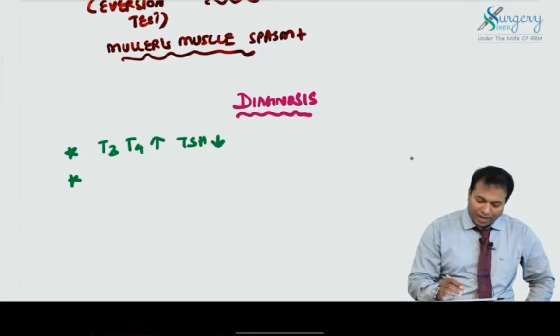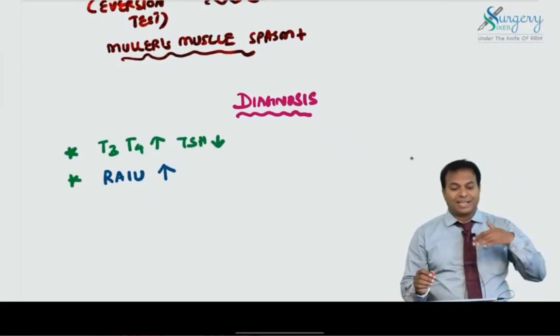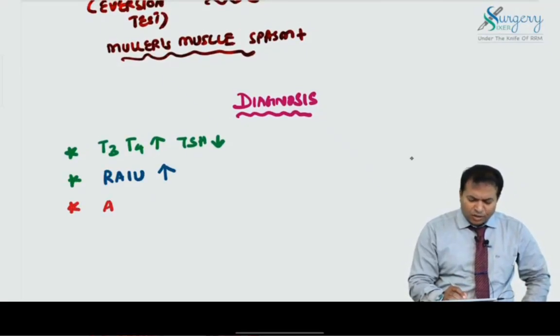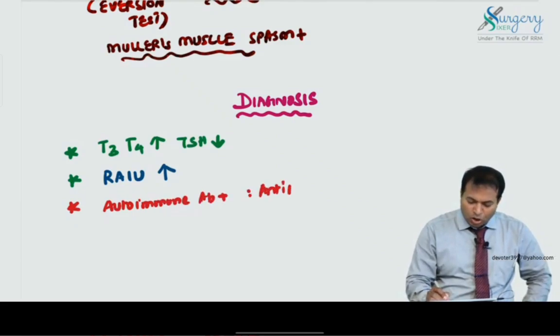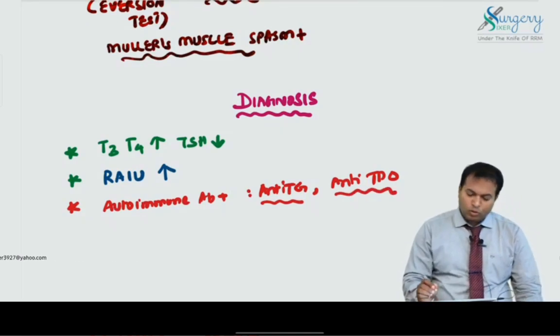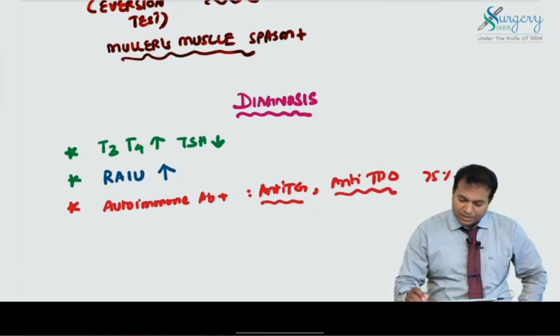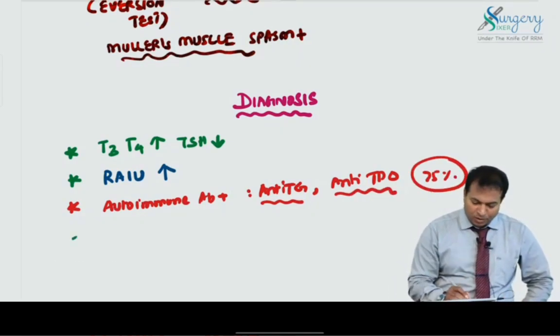And when you do radioactive iodine uptake, it will be increased. And you can see autoimmune antibodies will be present. Autoimmune antibodies will be elevated, like anti-thyroglobulin antibodies and anti-thyroid peroxidase antibodies. All these antibodies are elevated in 75% of cases, okay. And you will also have LATS, long-acting thyroid stimulator, increased.